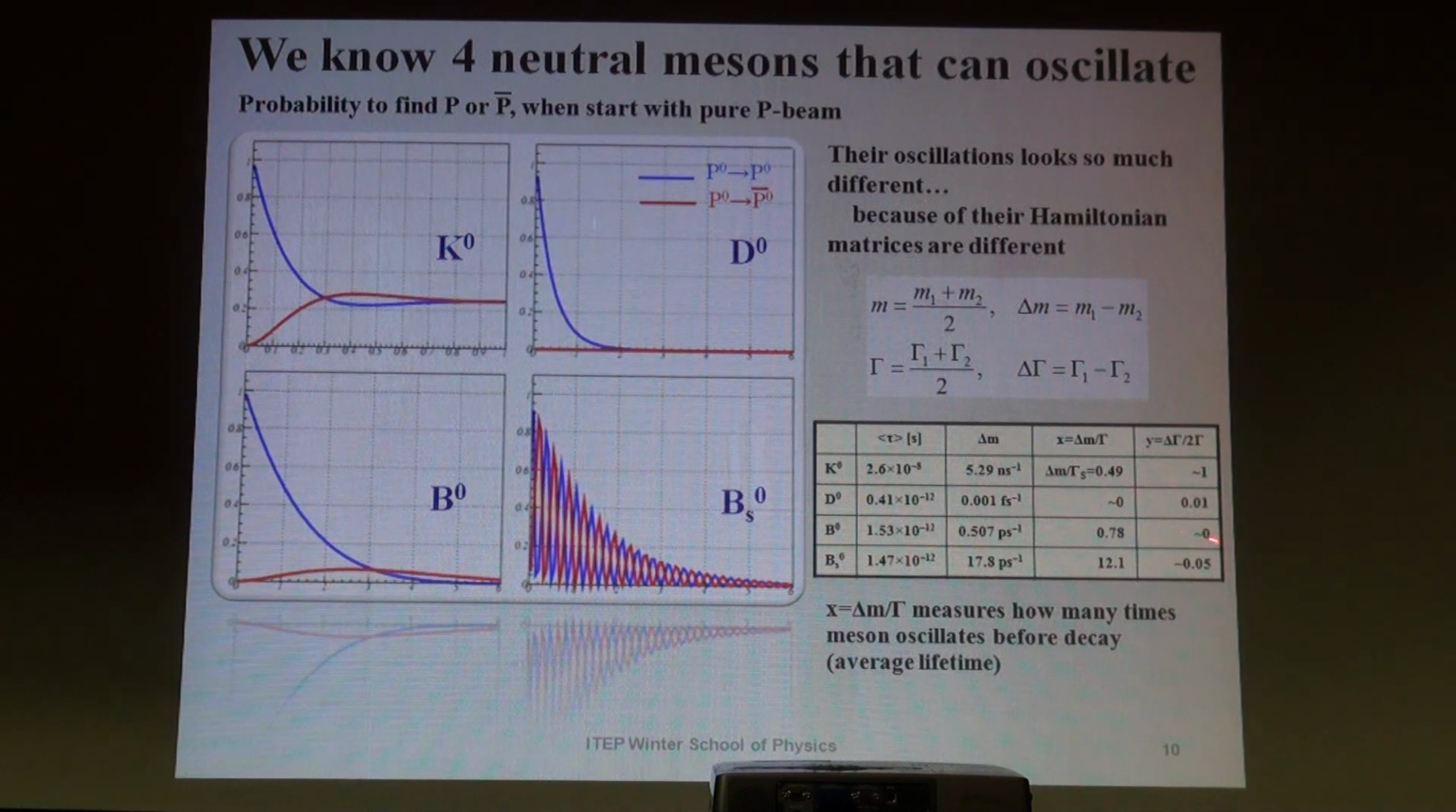For the B0 system, which is the most important for us, delta m to gamma is about 1, but there is almost no difference in lifetime of the two eigenstates of the Hamiltonian matrix. The Bs meson has a larger delta gamma to gamma, but it has a large delta m, so delta m to gamma is very large. It's actually a measure of how many times the meson can oscillate before it decays. So this is some average decay length, and this meson can oscillate about 12 times. For D0, it's just once.